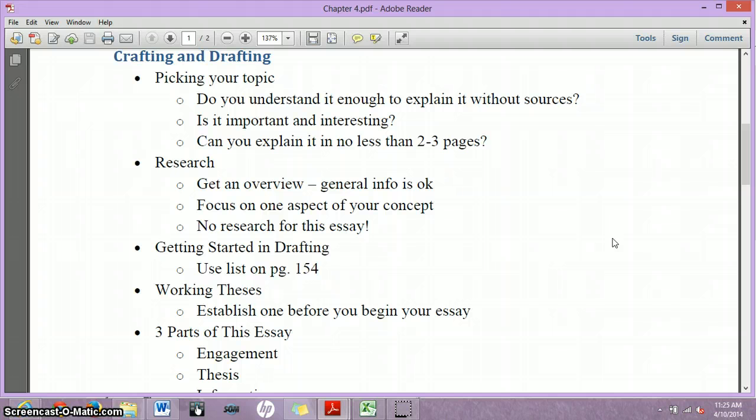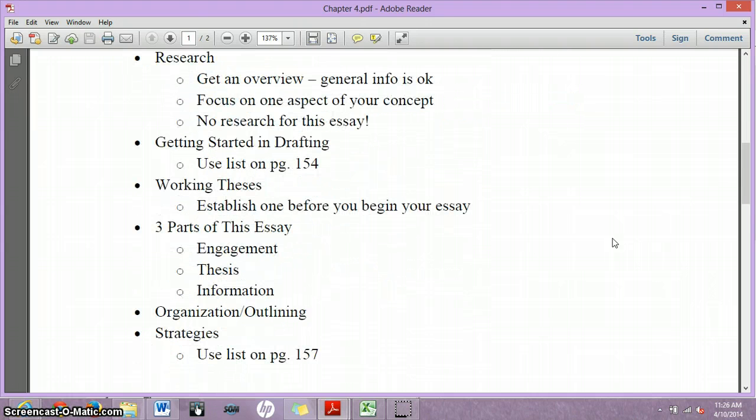Also, think about if it's important and if it's interesting. If it's neither of those things, then you might want to pick a different topic. Also, it needs to be focused enough that you can cover it efficiently in 2 to 3 pages. So you don't want it to be too broad, because then you won't be able to give the detail that you need. So keep it pretty narrow. Make sure that it's big enough to write 2 to 3 pages about, but make sure it's no bigger than that.